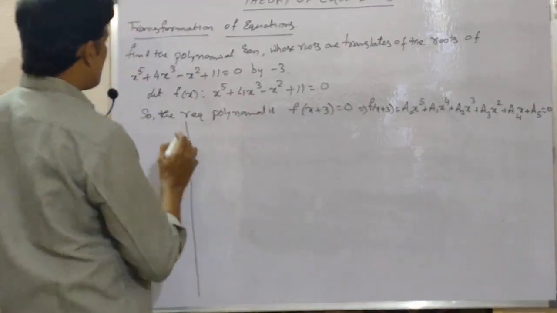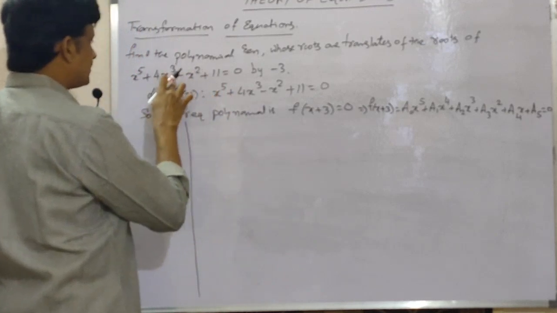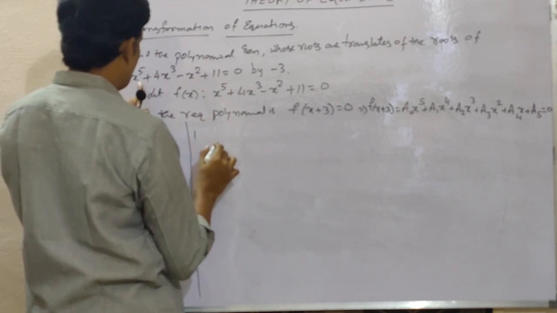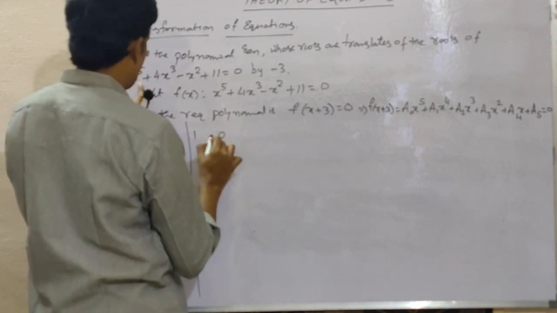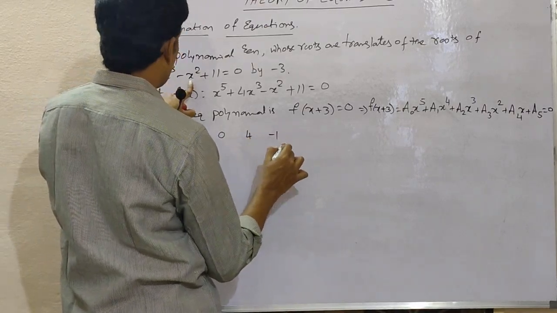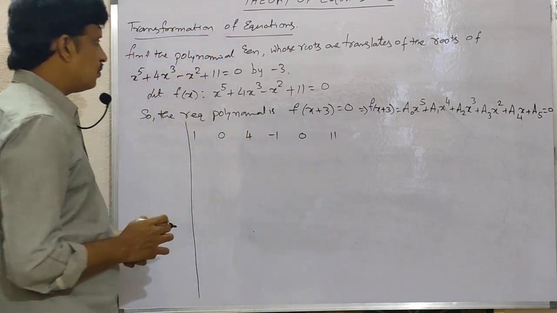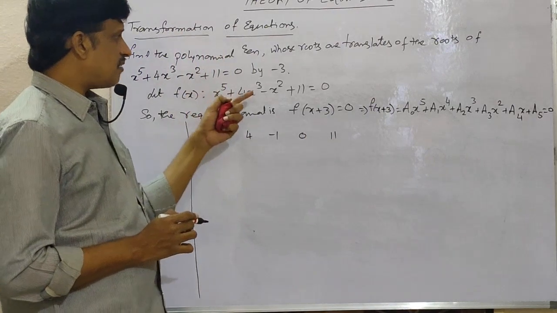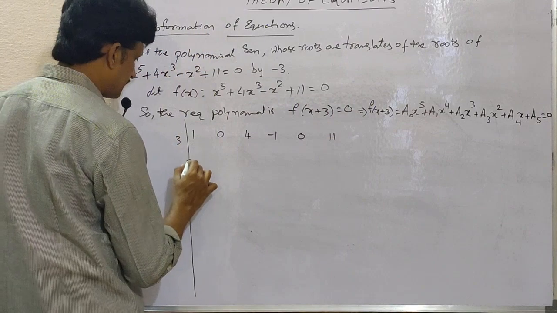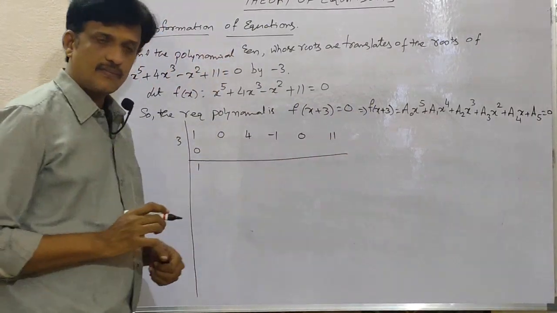So here, first write the coefficients of the given polynomial. Constant is there, x is not there, x square and x cube are there, x power 4 is not there. So write the coefficients. Coefficient of x power 5 is 1, x power 4 is 0, x cube is 4, x square is minus 1, x is 0, constant is 11. Now, the roots are translates of the roots of the given equation by minus 3, so you have to take 3.